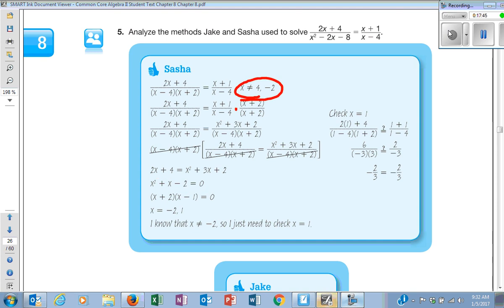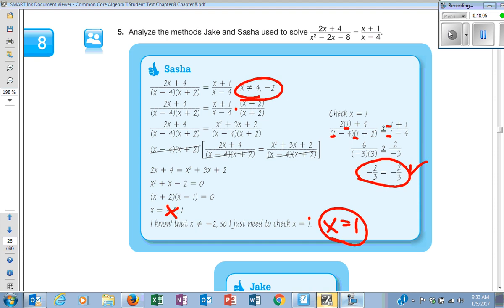She knows it's not allowed to be 4 or 2. So when she does this, she knows that this one's canceled out. So all she has to do is check the 1. When she checks the 1, it works out. So her final answer is x equals 1. Again, how do you check? You just plug in 1 for all of your x's and then solve.